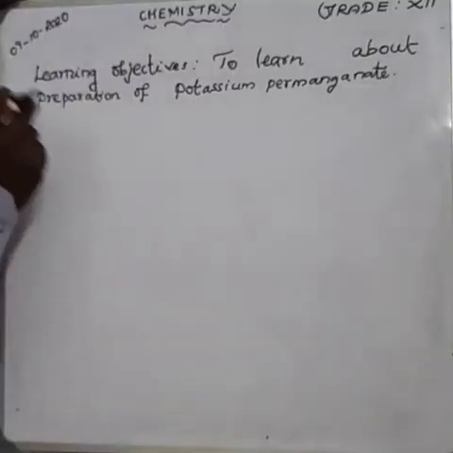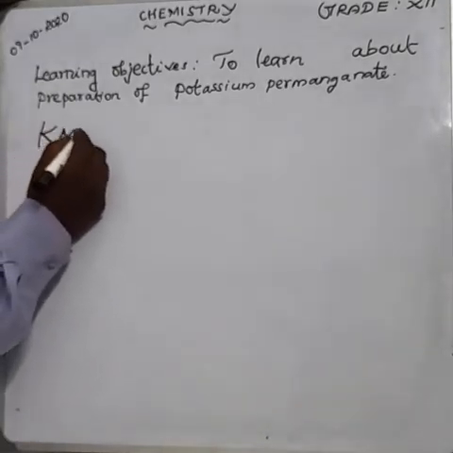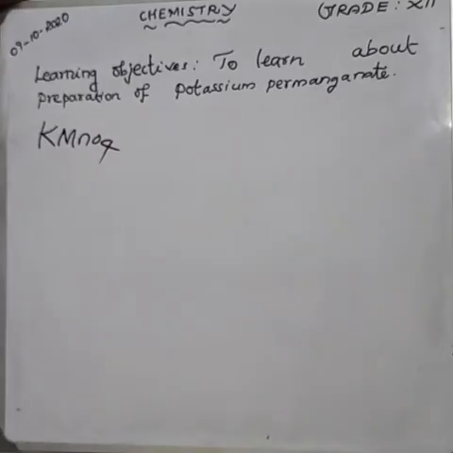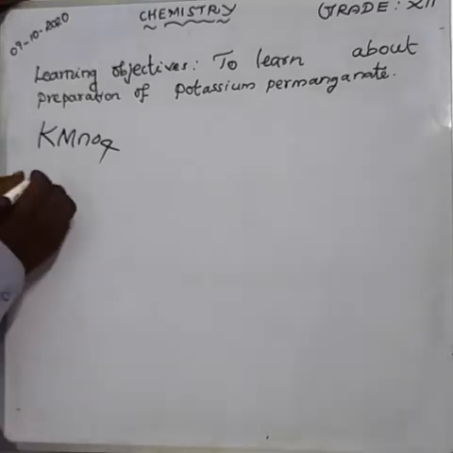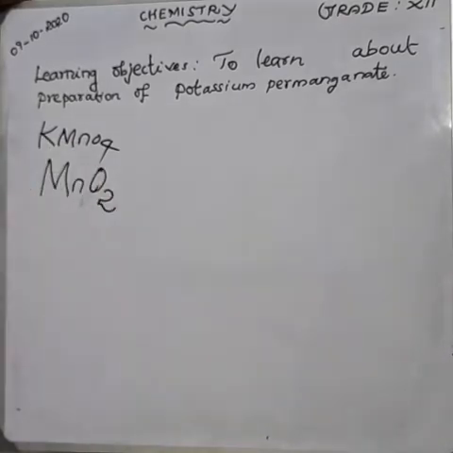Potassium permanganate. The formula for potassium permanganate is KMnO4. It is prepared from pyrolusite, that is MnO2. This preparation involves two steps. One is the conversion of MnO2 to potassium manganate. Next one is the oxidation of potassium manganate to potassium permanganate. Like that, two steps.